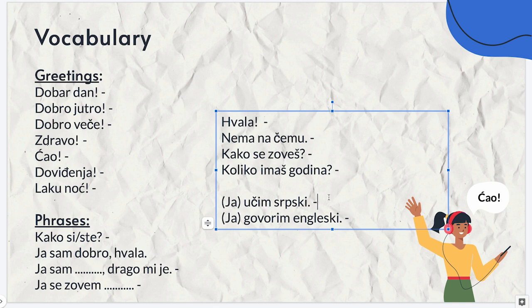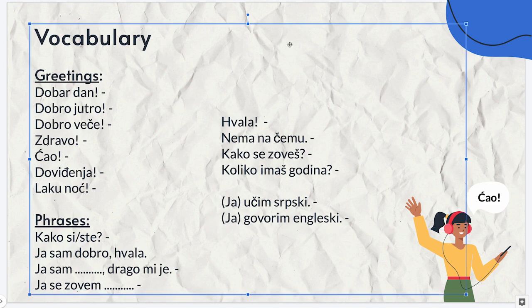We have two sentences, the first one which means I'm learning Serbian, and the second one means I'm speaking or I speak English. Ja is in here in brackets, in parentheses, because it can be left out. You can say učim srpski and govorim engleski. So that's vocabulary, a quick review of the most common greetings in Serbian. The rest will be learned and will be given throughout the course.